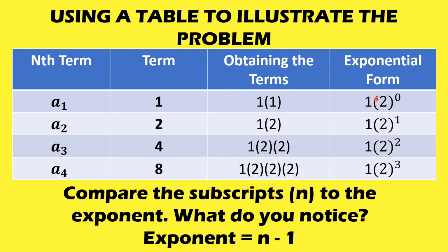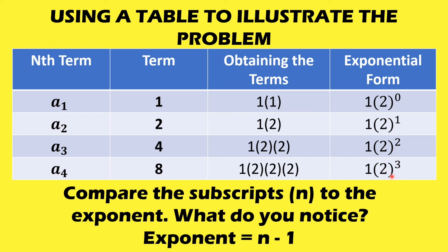The representation in the third column in obtaining the terms can also be transformed into exponential form. Let r be equal to 2. So 1 times 1 will be 1 times 2 raised to 0. Any number raised to 0 is 1. For 1 times 2, we have 1 times 2 raised to 1. For 1 times 2 times 2, that is 1 times 2 raised to 2, since we multiply 2 by itself twice. And lastly, for 1 times 2 times 2 times 2, that is 1 times 2 raised to 3.